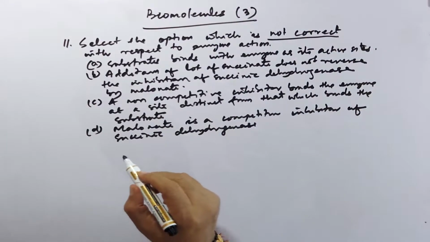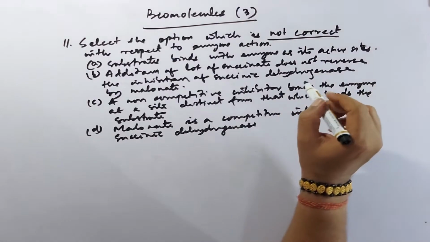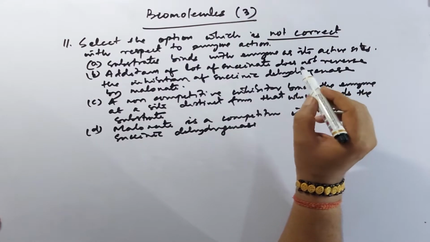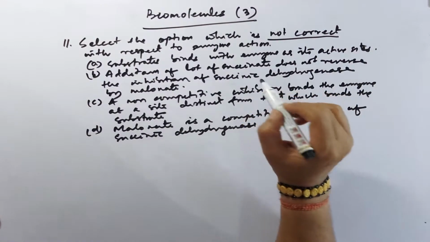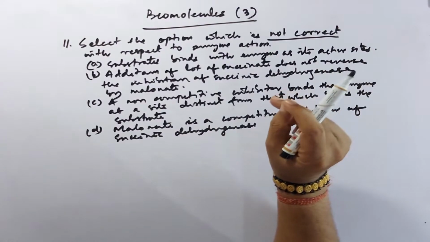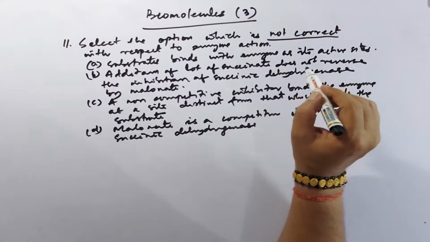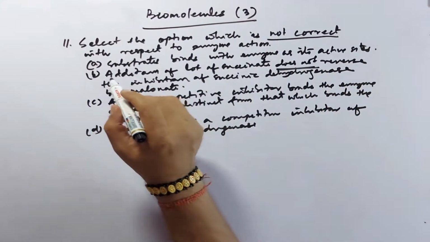So here the important thing is not correct with respect to, so addition of lots of succinate does not reverse. Really, when more substrate is added, the substrate concentration automatically increases, so this should be reversed. So this is not correct, does not reverse, so further this option is the not correct.